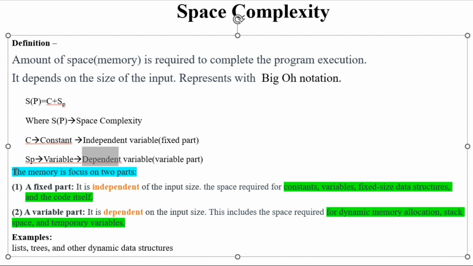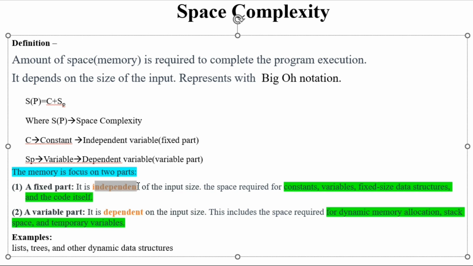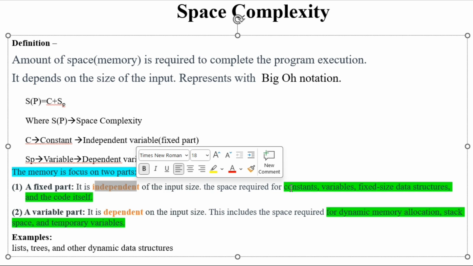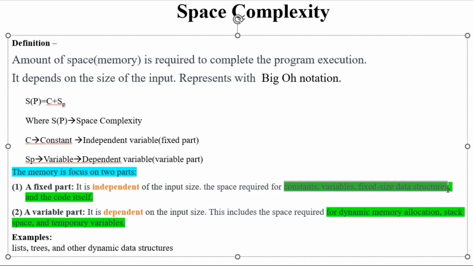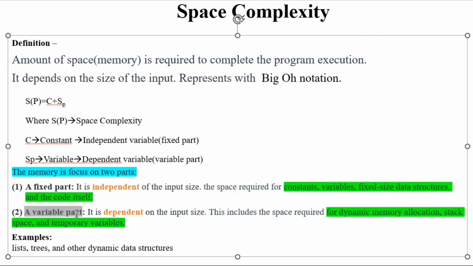Next, the memory is divided into two parts, that is a fixed part and a variable part. Fixed part means it is independent of the input size, and we have to store constants, variables, fixed size data structures and code. Whereas the variable part is dependent on the input size. So this stores the dynamic memory allocation, stack space and temporary variables. Examples are lists, trees and other dynamic data structures.